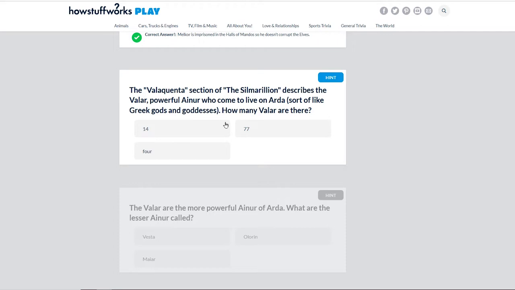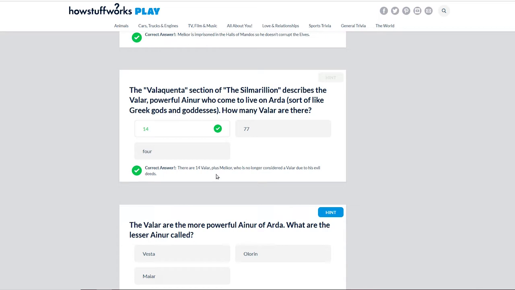14, 77, 4. It's not 4. Wait, no, it's not 4, and I don't think it's 77. I think it's 14, because if I remember correctly, they were separated in two groups of 7. So it should be 14. Yes. There are 14 Valar plus Melkor, who is no longer considered a Valar due to his evil deeds.